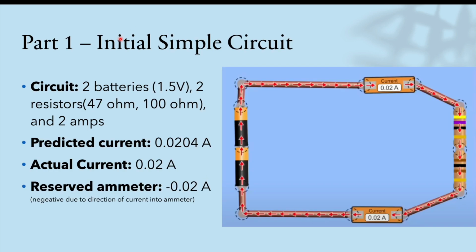In part 1 here, we're just finding the predicted and the actual current for this simple circuit here with two batteries, both in series, both 1.5 volts. We have two resistors, one is 47 ohms and one is 100 ohms. We predicted that the current was 0.0204 amps, and we found that the actual current was 0.02 amps. And we found that the reversed ammeter found negative 0.02 amps, and the negative is just due to the direction of current into the ammeter.